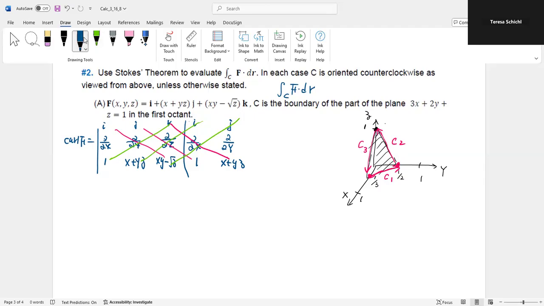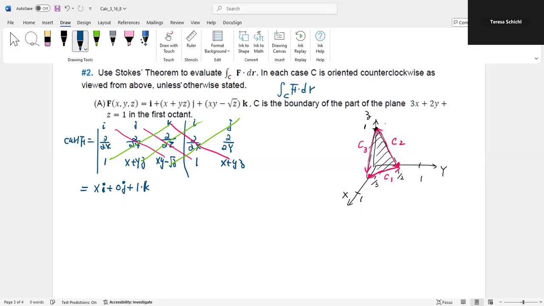Let's take a look. What is my curl here? So this is partial y here. First one, take the derivative of y, so you will have x, right? So this is the i component. Then take the derivative of z, which is 1, so it's 0, the j component. And then k is partial x, so x, so it's 1.